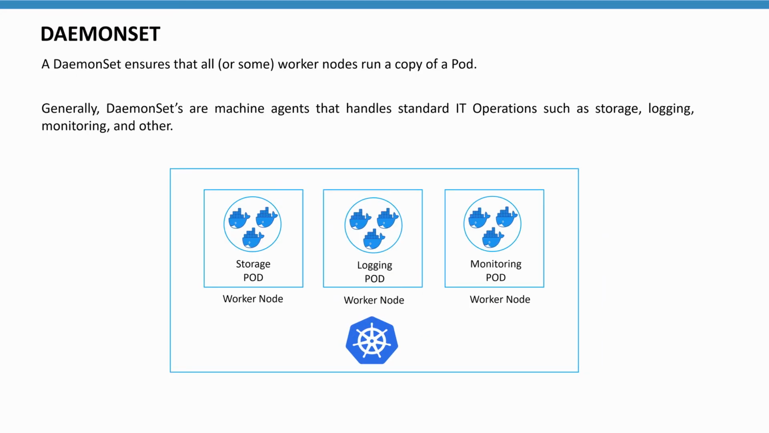DaemonSet. A DaemonSet ensures that all worker nodes run a copy of a pod. Pods are schedulable, but some pods you want to keep at the worker node. For example, if you have a logging pod, you don't want to schedule the logging pod, you want to pin it to a specific worker node. So you can consider DaemonSet as a machine agent that handles standard IT operations. Look at the diagram. I have a storage DaemonSet, logging, and monitoring DaemonSet on each worker node.